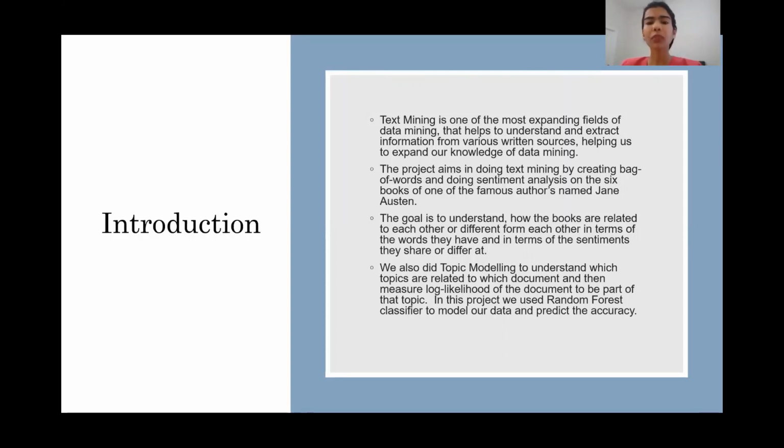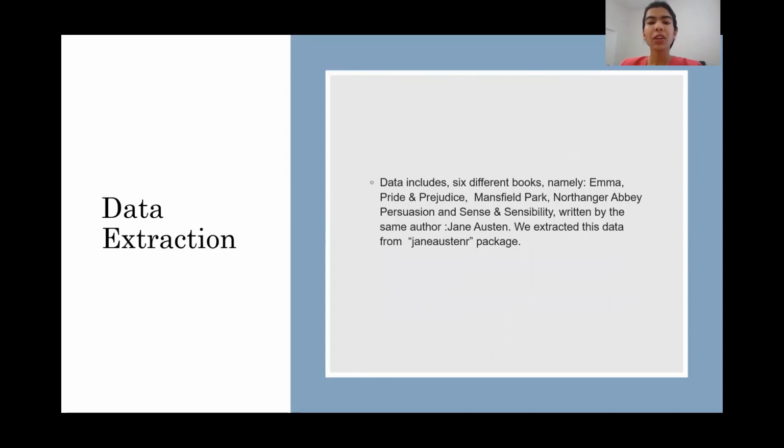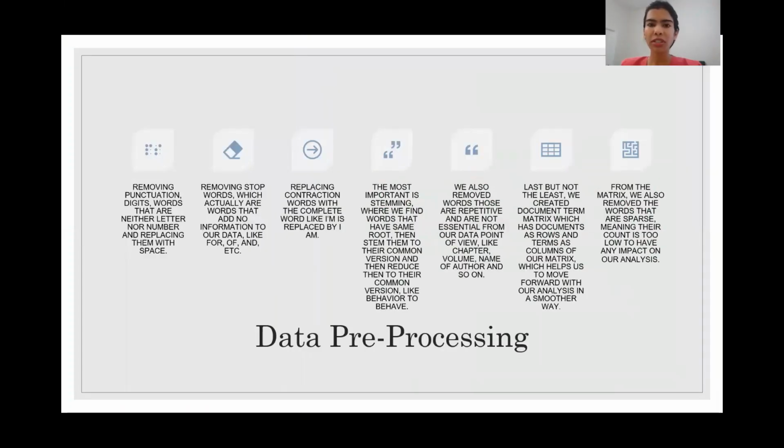Then for the data extraction, I used the R package janeaustenr to extract my data, which has 6 books, namely Emma, Pride and Prejudice, Mansfield Park, Northanger Abbey, Persuasion, and Sense and Sensibility. Once I got my data, the most important step was to pre-process my data.